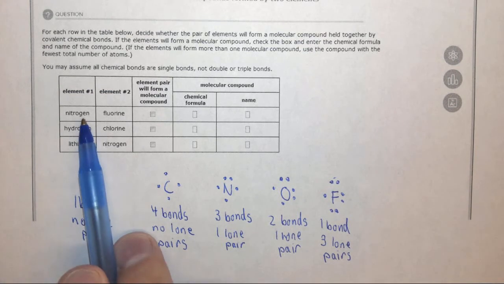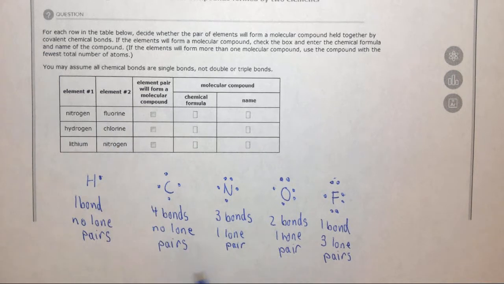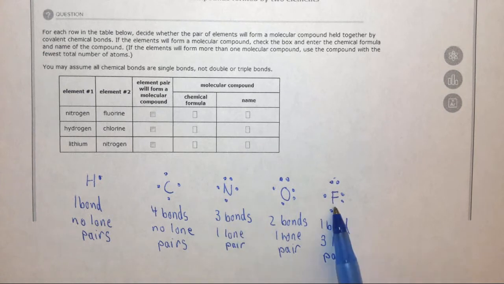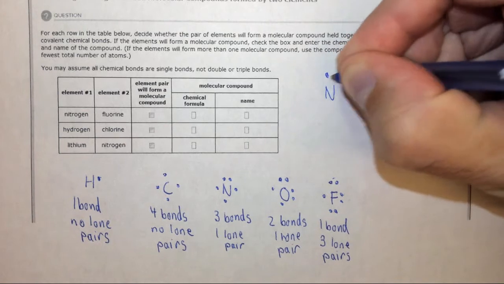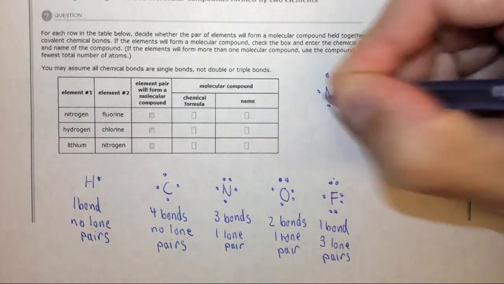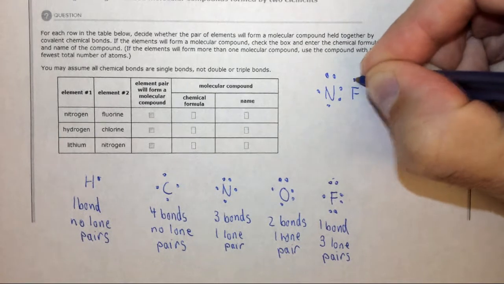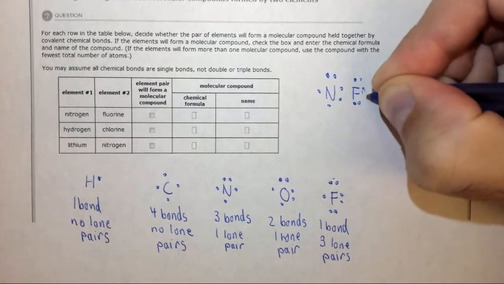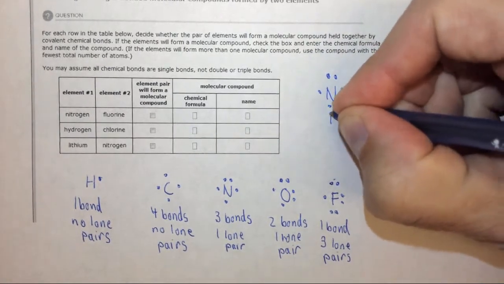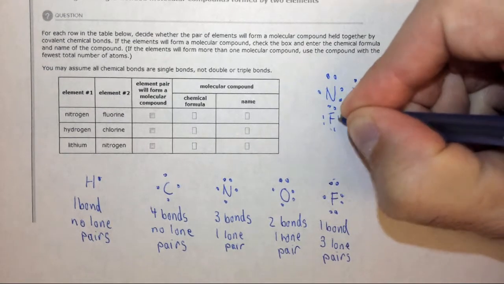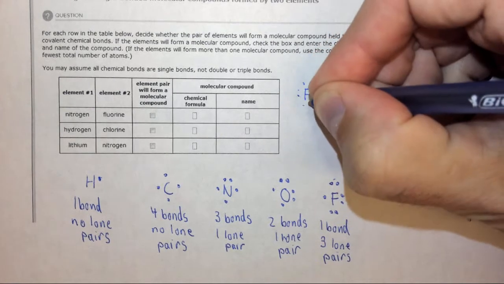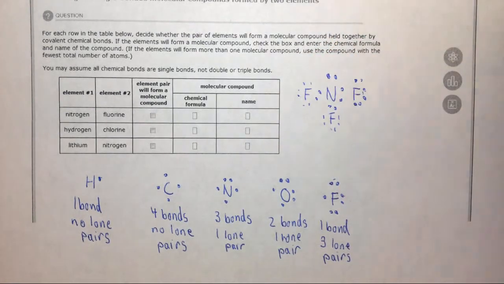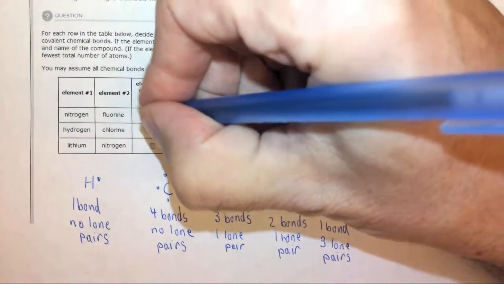So, we have nitrogen and fluorine. Nitrogen likes to form 3 bonds and have 1 lone pair. Fluorine likes to form 1 bond. So when nitrogen and fluorine bond, we have nitrogen here, like so, and it will bond to 1 fluorine, like this, another fluorine, like this, and a 3rd fluorine, like this. Since these are both non-metals, it does form a molecular or covalent compound.